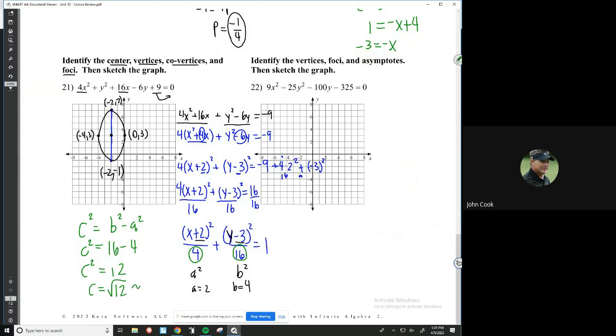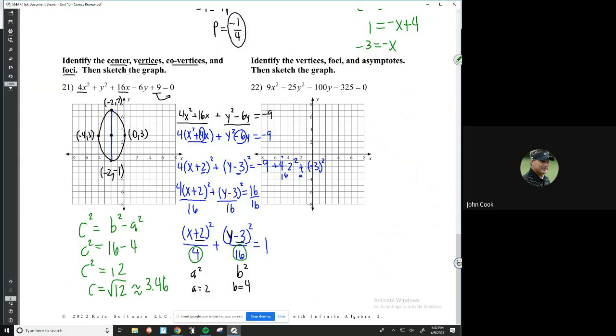Which is roughly 3 point something, 3.4, 3.5. Let me see what it is on my calculator. Square root of 12, 3.46, or about 3.5-ish. So from the center, I need to go up and down along the major axis by 3.46.